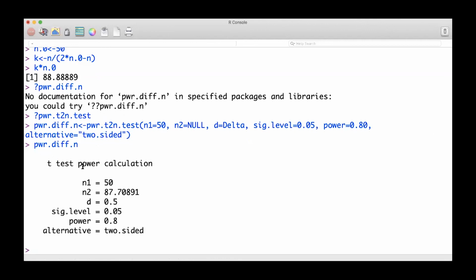And looking at this, we get basically the same thing. 88 subjects would need to be enrolled in the second group to achieve the same level of precision when we don't have equal sample sizes in the two groups.